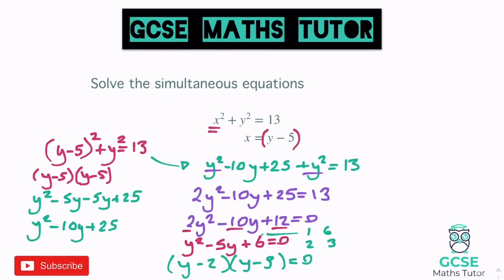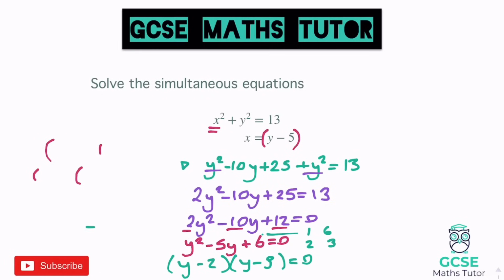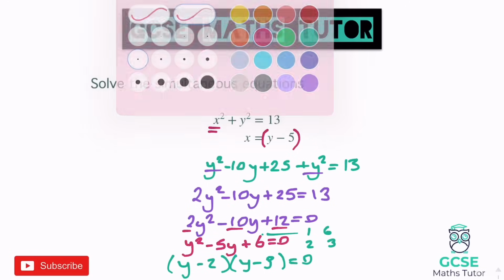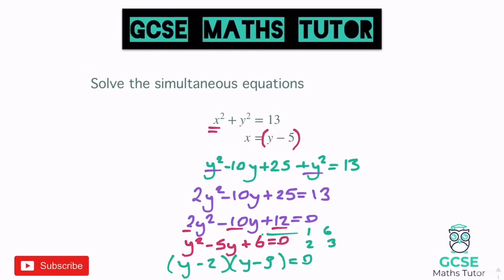Right, so we've got our two solutions for y. I'm going to bring those up to the top. In fact, I'm going to get rid of all this working out on the left. Let's get rid of all of this. Right, so we have, for y, our y minus 2 in the bracket gives us y equals 2, positive 2. And our y minus 3 in the bracket gives us y equals 3.